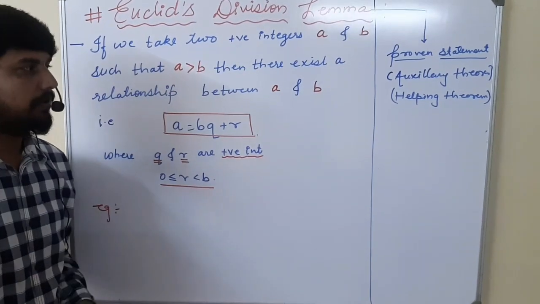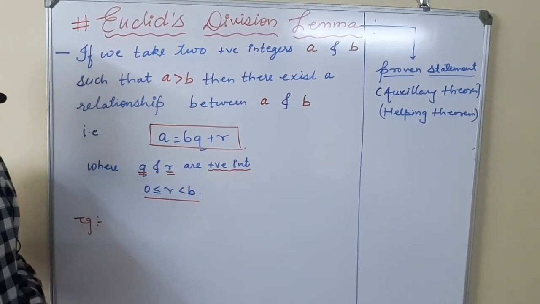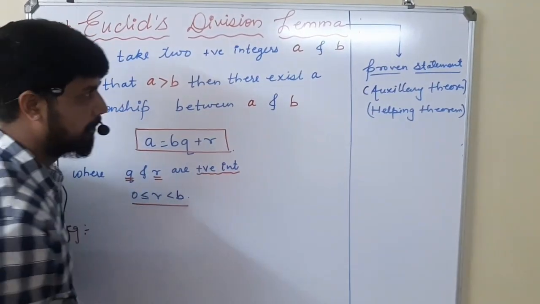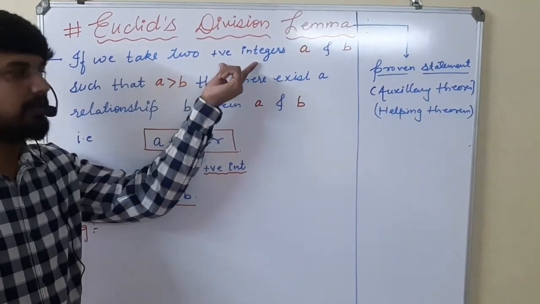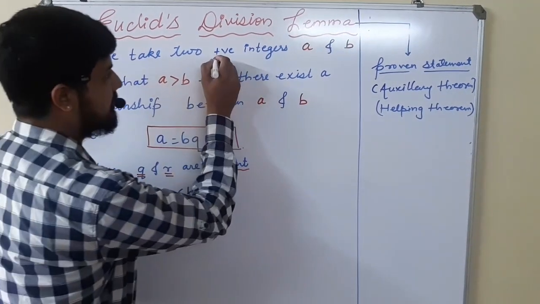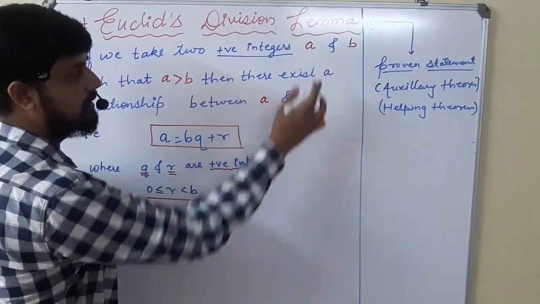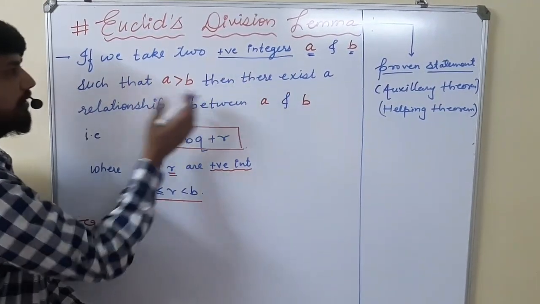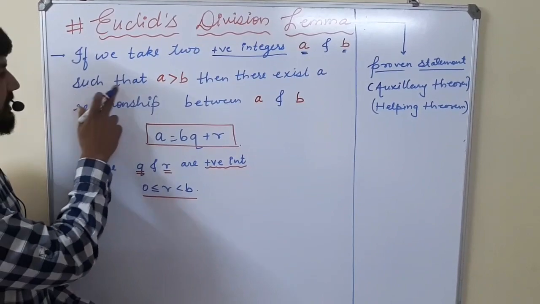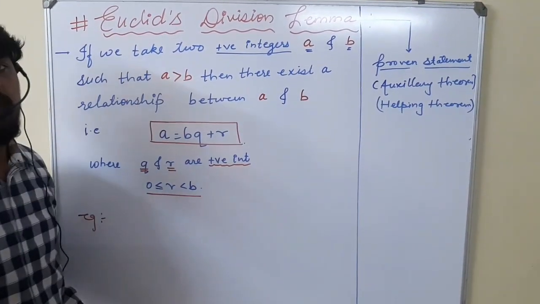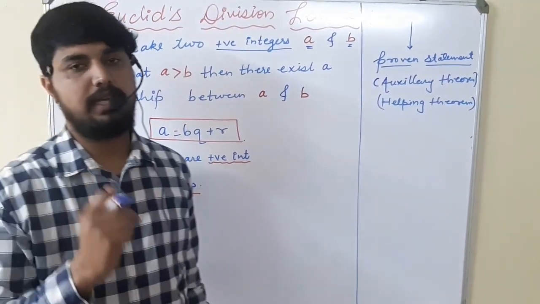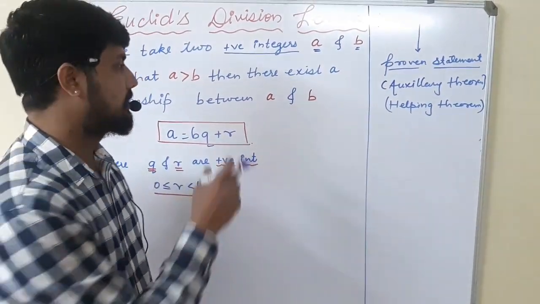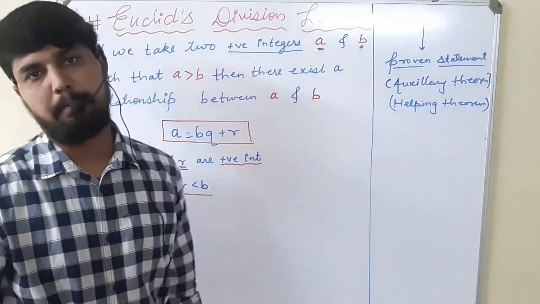Let's see the statement of this. The statement states that if we take any two positive integers a and b, which means we have to take two positive integers, and we give them the names a and b, the condition is that a is greater than b. That means the bigger integer will be represented as a and the smaller integer as b.